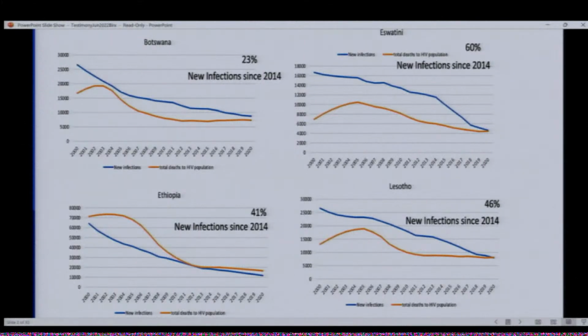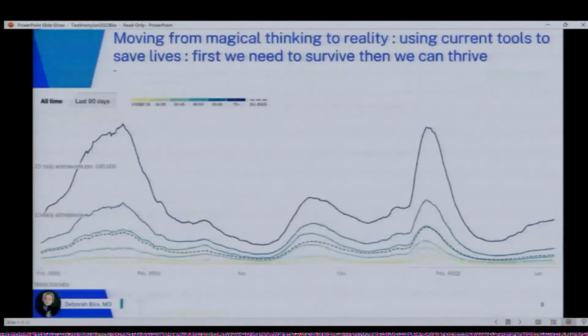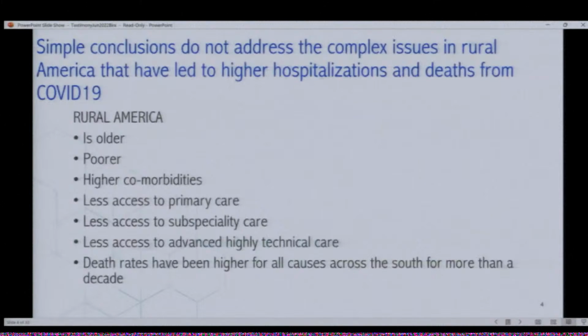Next slide. So we have to move from hope and sometimes magical thinking to the reality that we have the tools today between our antivirals, our monoclonal antibodies, and our vaccines to save lives. But first, we have to ensure that all Americans can survive. As shown in this graphic, those over 70 remain persistently the highest group of hospitalizations at the highest rate, despite being the highest vaccinated and boosted component of the United States.